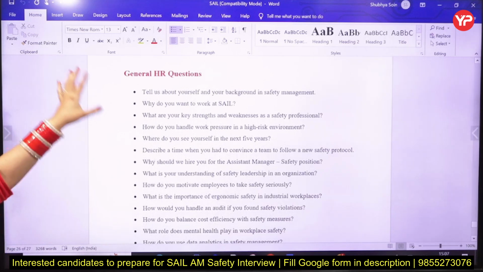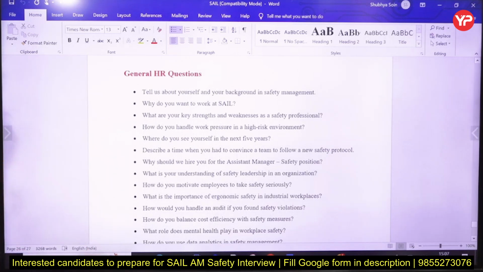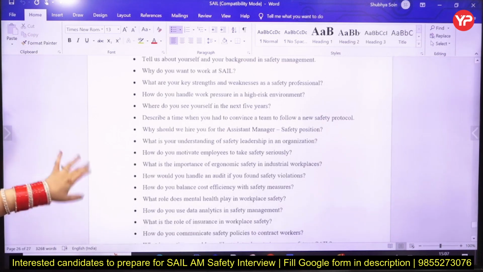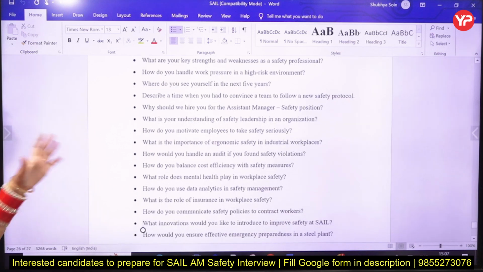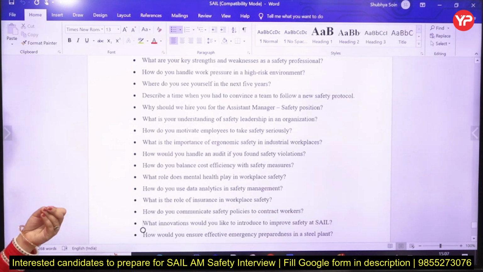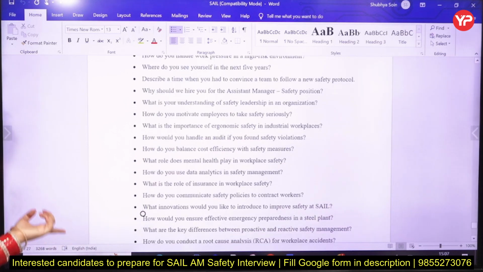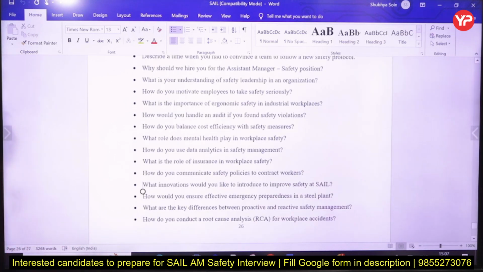Now, there is a list of generic HR questions which I'm going to tell you related to safety management. Tell us about yourself and your background in safety management. Why do you want to work in SAIL? What are your key strengths and weaknesses as a safety professional? How do you handle work-life balance or work pressure in a high-risk environment? Where do you see yourself in the next 5 years? Then, why should we hire you for the post of assistant manager, safety? How would you motivate employees to take safety seriously?